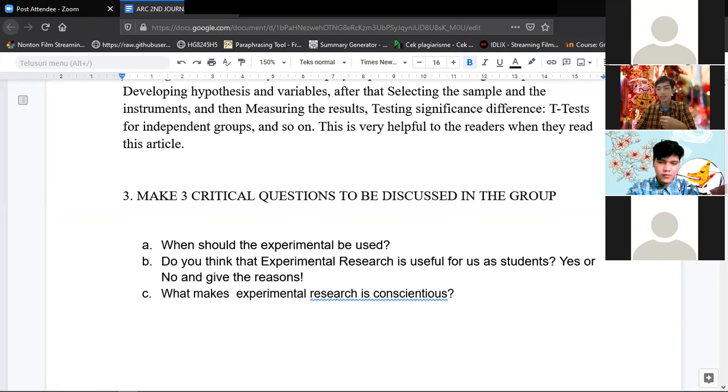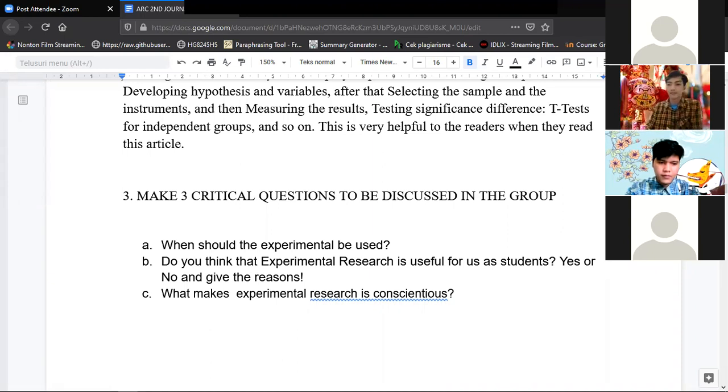I think it's up to you, up to the thesis writer, because experimental research is a kind of research design. And before this experimental research, we have correlational research, if I'm not mistaken. So we can choose one of those two kinds of research design. It's up to the thesis writer. Okay, thank you, Alpha. How about you, Rico?